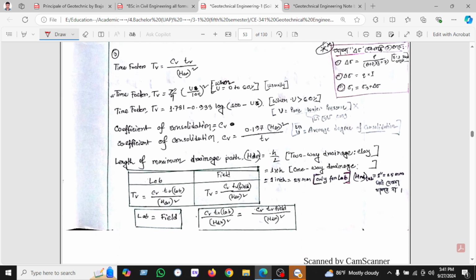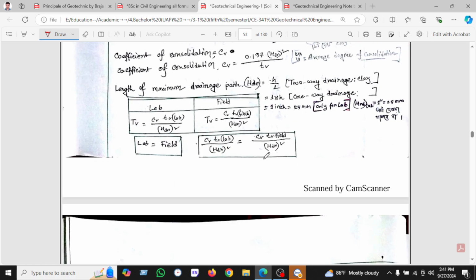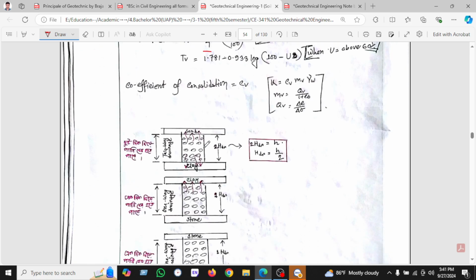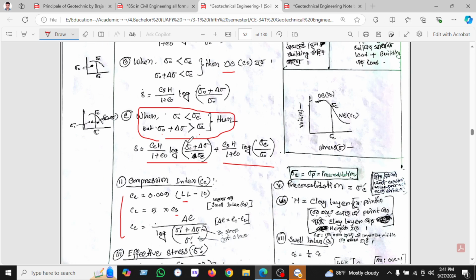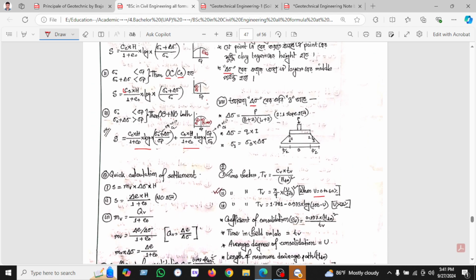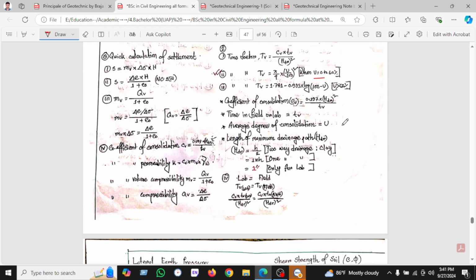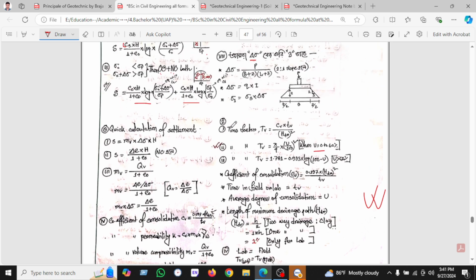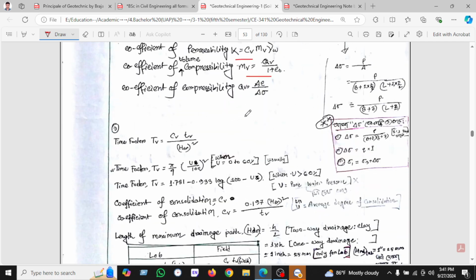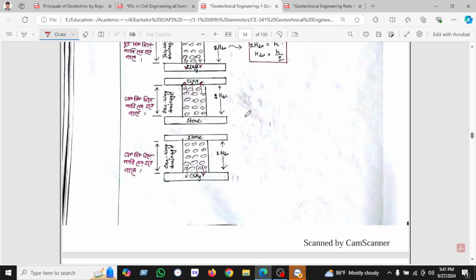So the time factor we can also calculate, Cv equal to Tv. This formula we can use, and we will compare with this formula. And Tv is here, and the drainage path is here. So we must memorize this formula, or we have to explain this formula. We have to memorize this formula, otherwise we will not go to the further conditions.